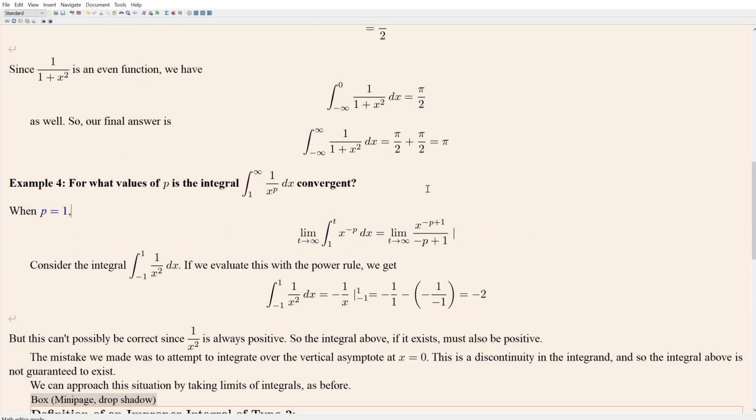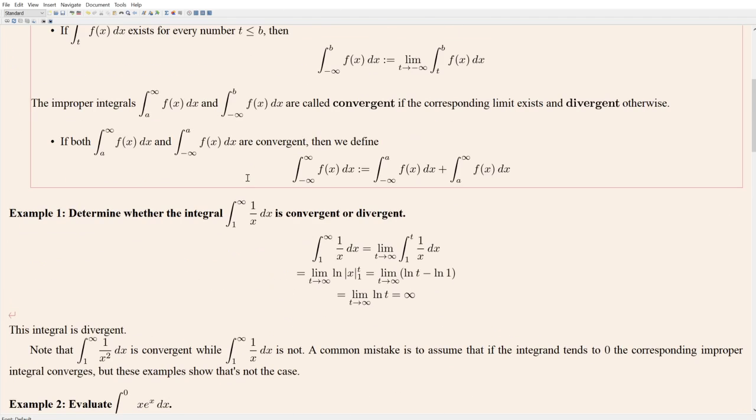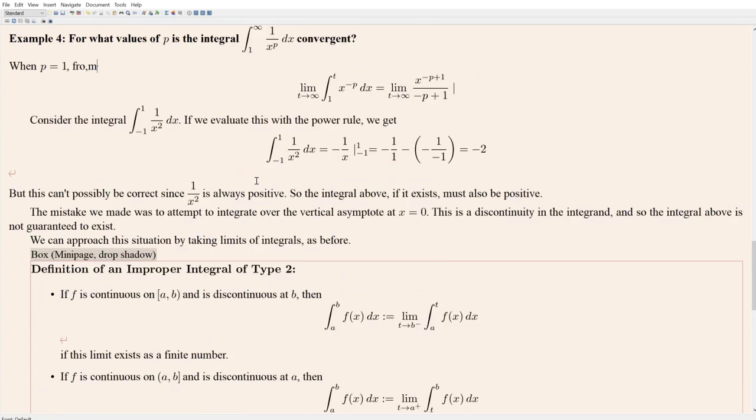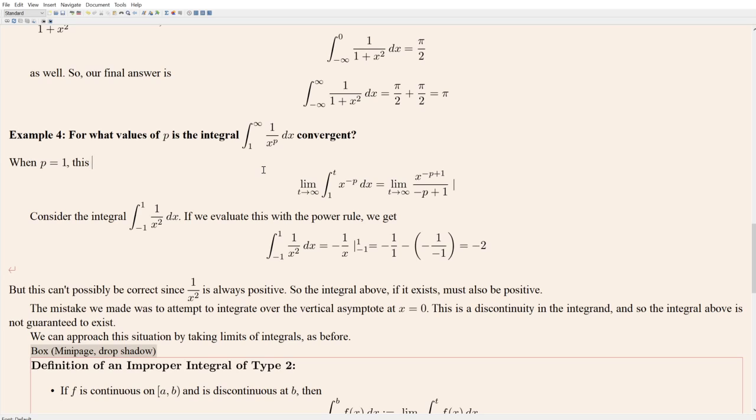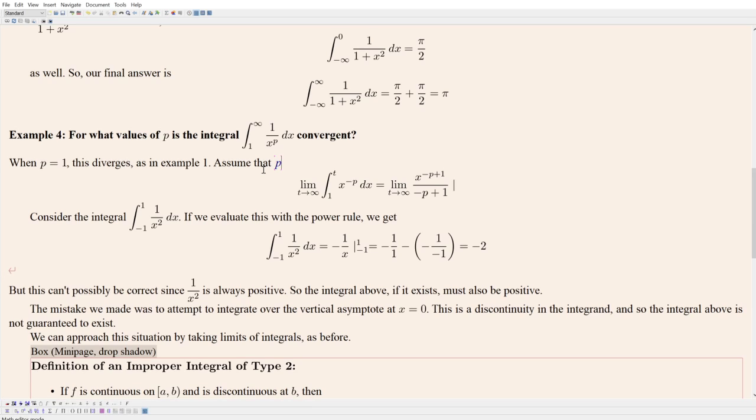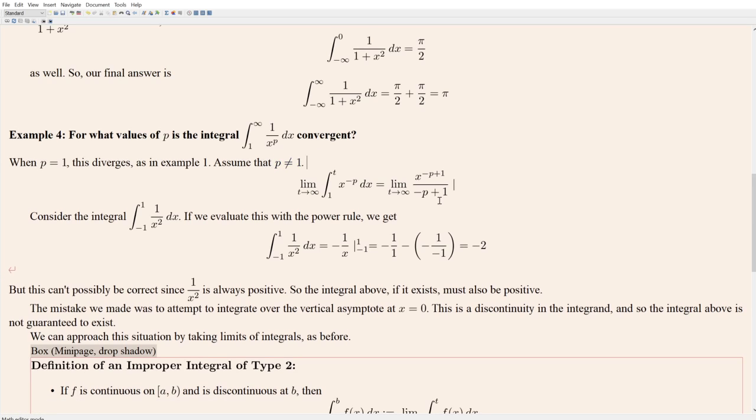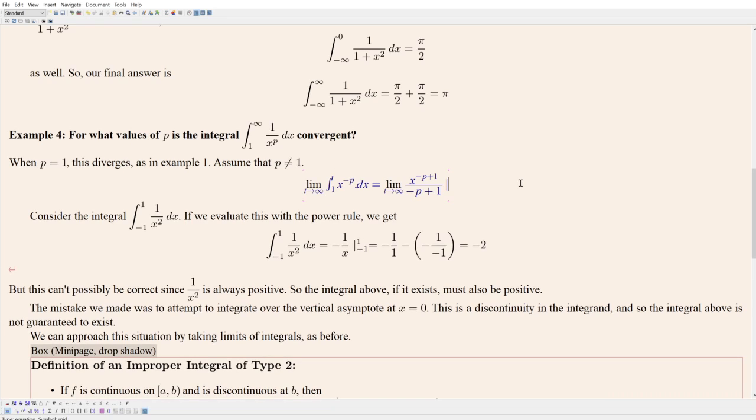So when p equals 1, from, what was it? Example 1, yeah. So when p is equal to 1, this diverges as in example 1. So let's assume that p is not equal to 1. So p is not equal to 1, which means that the power rule is perfectly valid. So no problem there. So this evaluates between 1 and t.